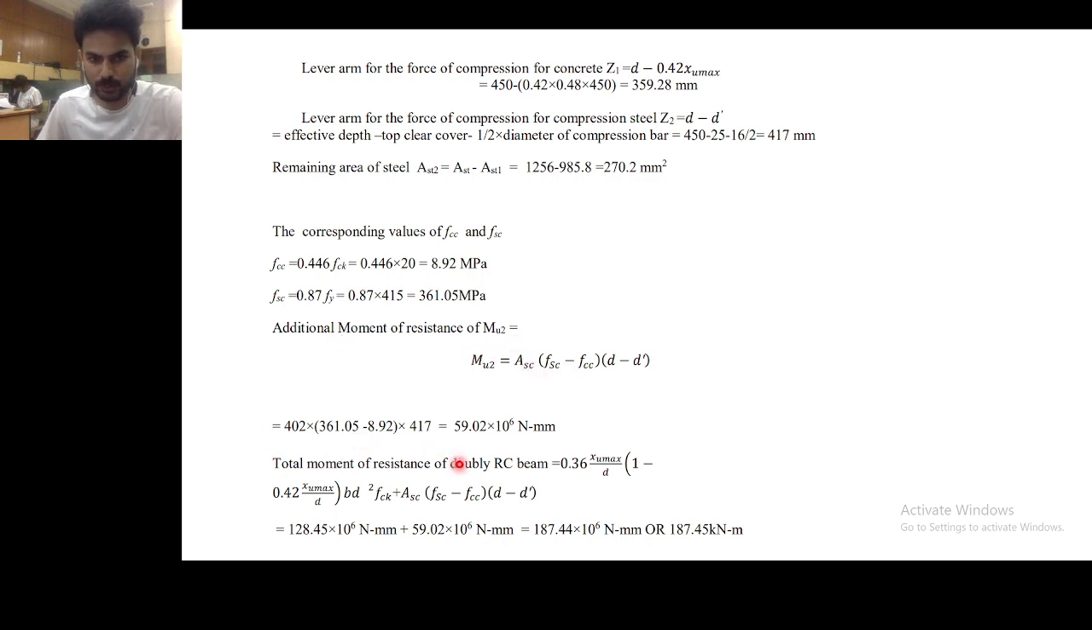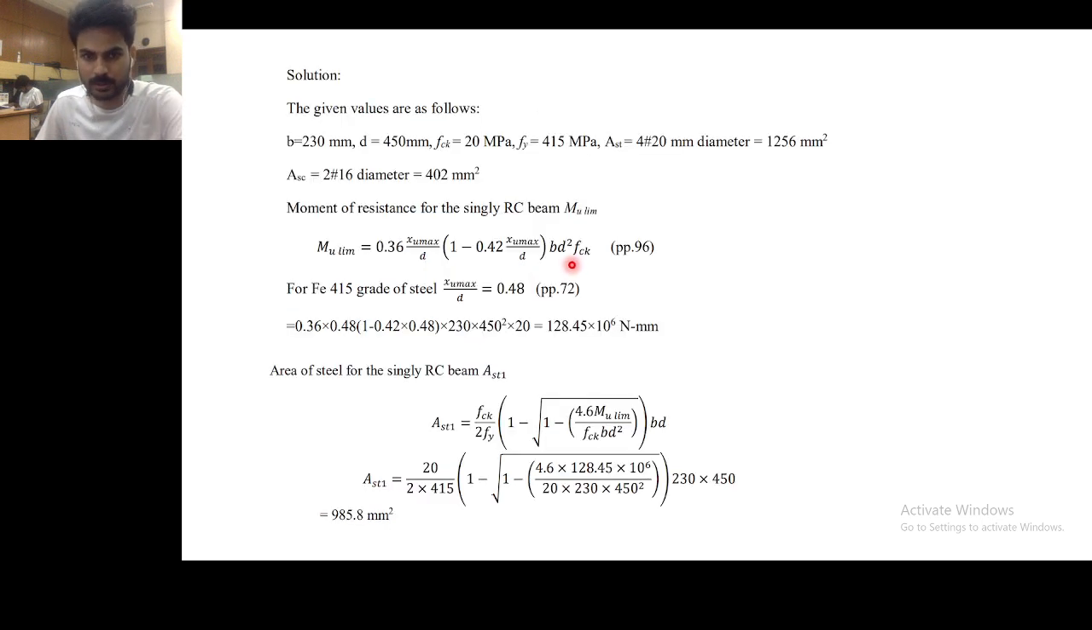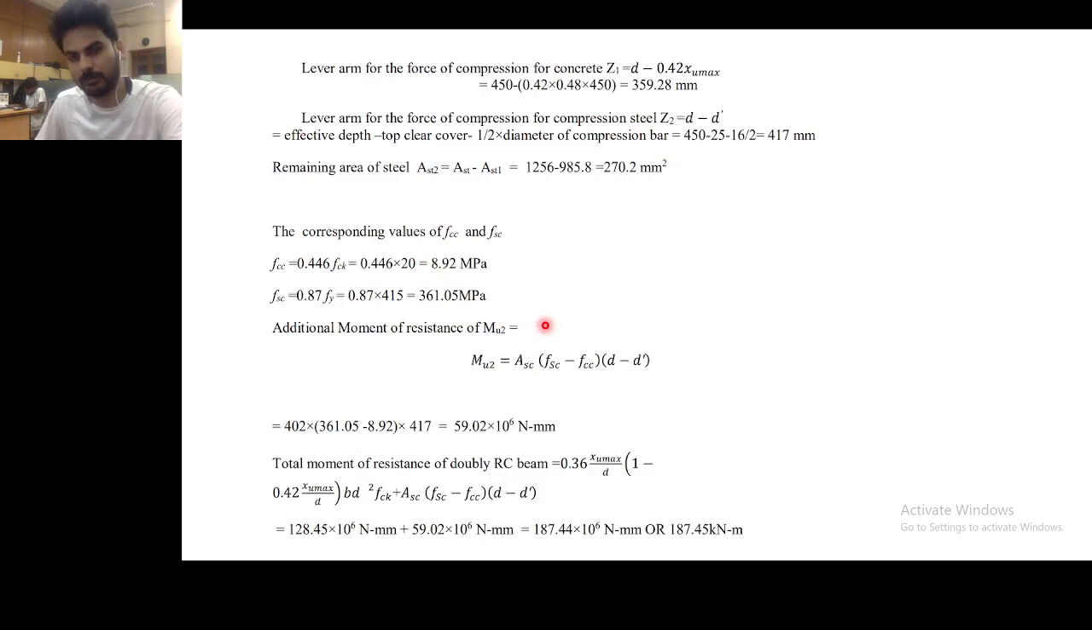So the total moment of resistance is like the Mu1 plus Mu2, then this 59 plus the previous one which we have calculated here, that is 128. By adding both we will get the total moment of resistance. So this one is the moment of resistance that the given beam can carry. Okay, so this is the design for the doubly reinforced beam.